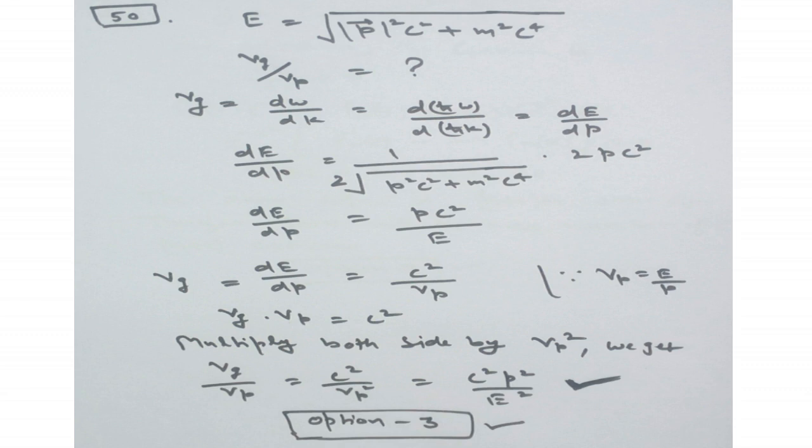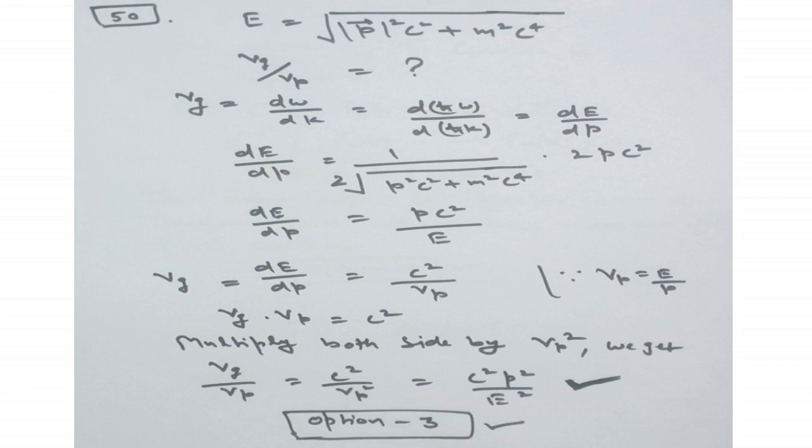So here put the value of phase velocity and we will get group velocity is equal to C square upon phase velocity. And it will become group velocity into phase velocity equal to C square. Now to calculate the ratio, multiply both sides by Vp square and we will get Vg upon Vp equal to C square upon Vp square.